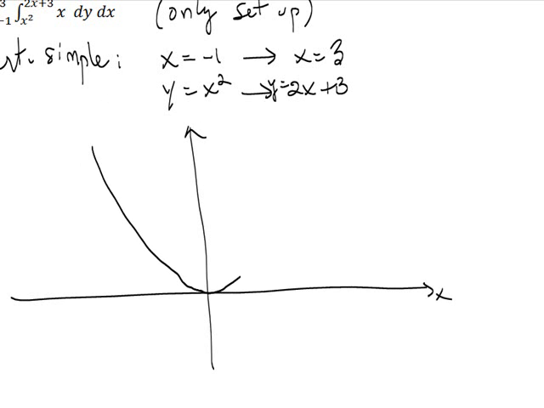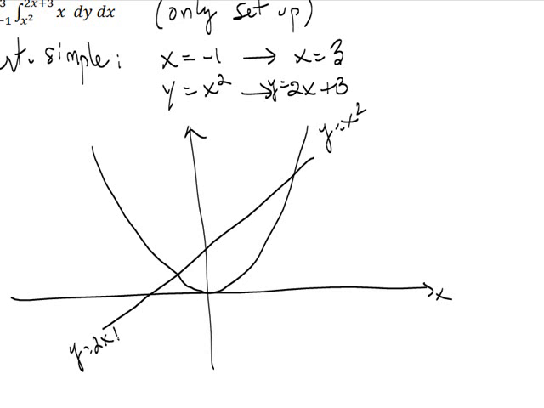y equals x squared. y equals 2x plus 3, something like that. And then x equals -1 to x equals 3. They're actually right here. This is -1, and this is 3. So as you can see, the region is clearly marked there. It's between the line and the curve.